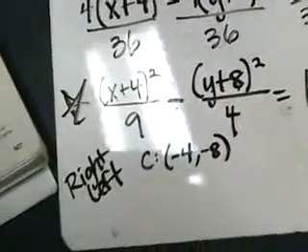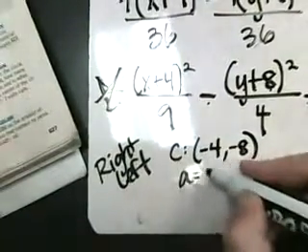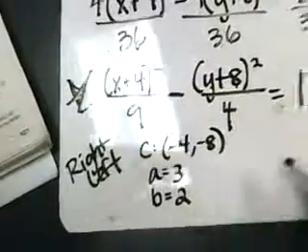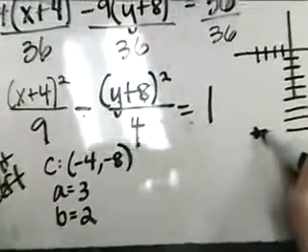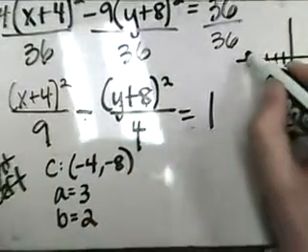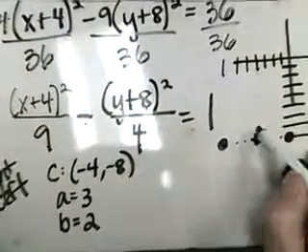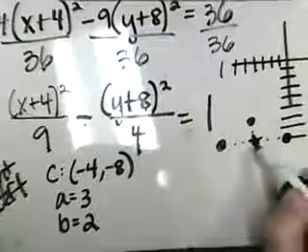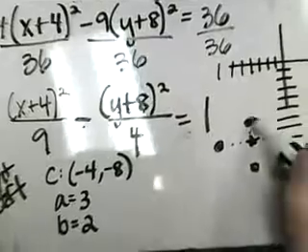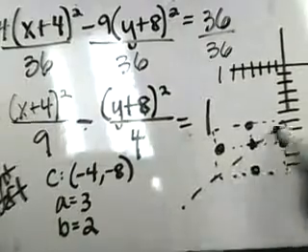Use a and b to plot the vertices and the co-vertices. Here, this is a squared. That means a is 3. b squared is here. That means b is 2. Remember, it's going left and right. So that means a has to go left and right. So we've got 1, 2, 3. We've got 1, 2, 3. And then we need to go up 2 and down 2. Then we're supposed to draw our box and our asymptotes.